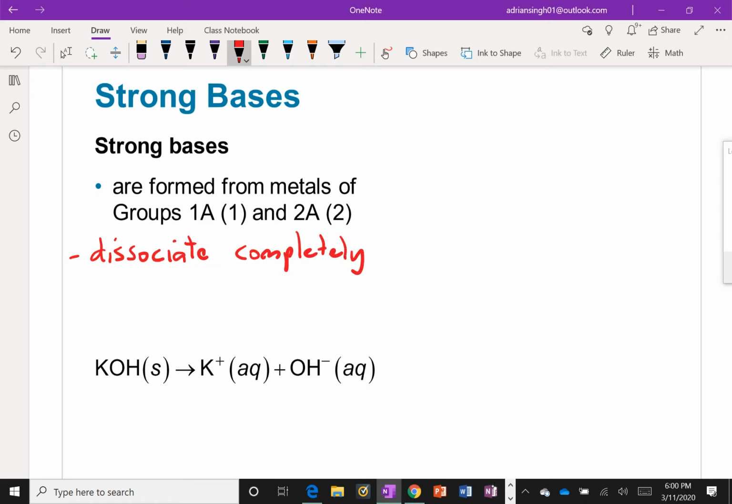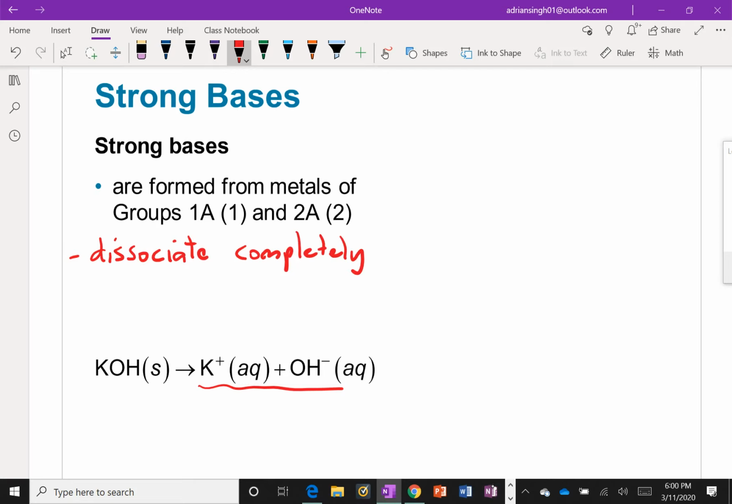And one of the initial definitions of bases was the fact that they contain that hydroxide ion. So when they dissociate completely, we're going to get lots of the hydroxide ions and the cation as well in solution. So for example, we have potassium hydroxide in water. It's going to break apart completely. Our arrow here tells us that. So this is not going to stay together. It's going to break into its ions in solution.